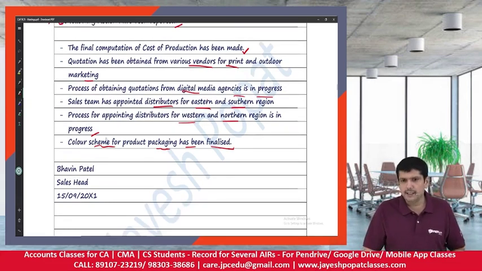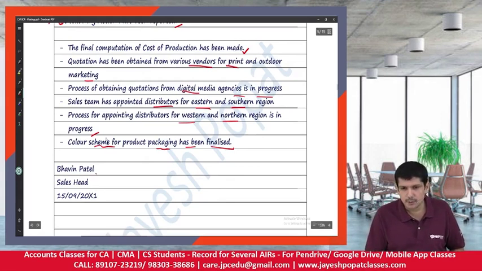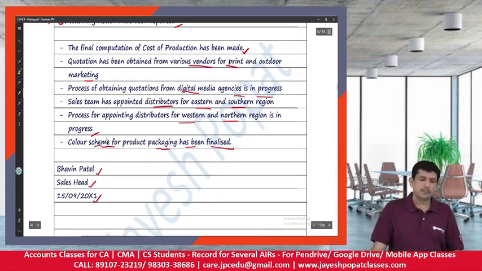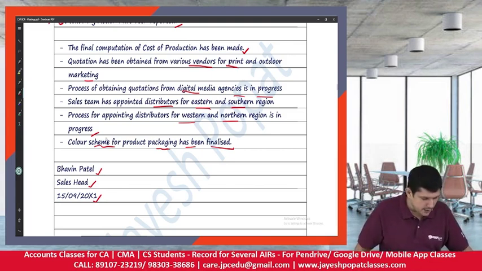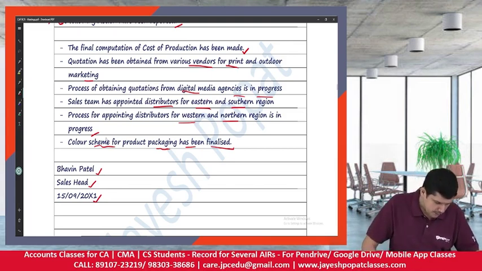Then finally, we'll say the person, the sales head, was supposed to do it. So Bhavin Patel was the sales head. And the date on which this ATR has been submitted is mentioned.